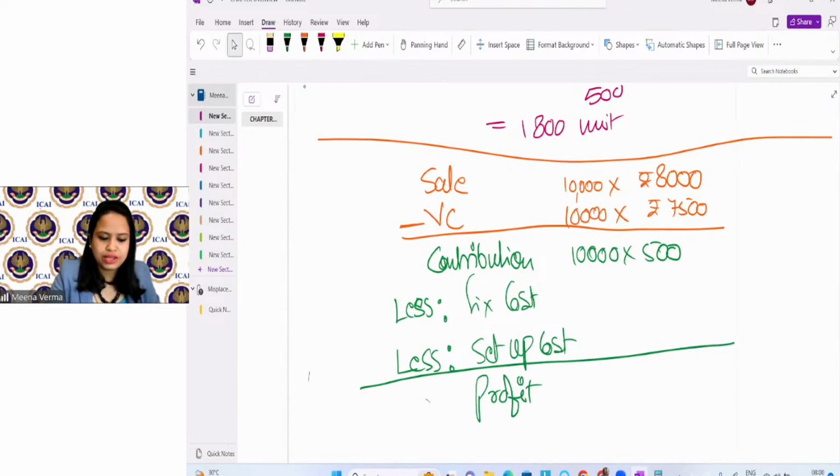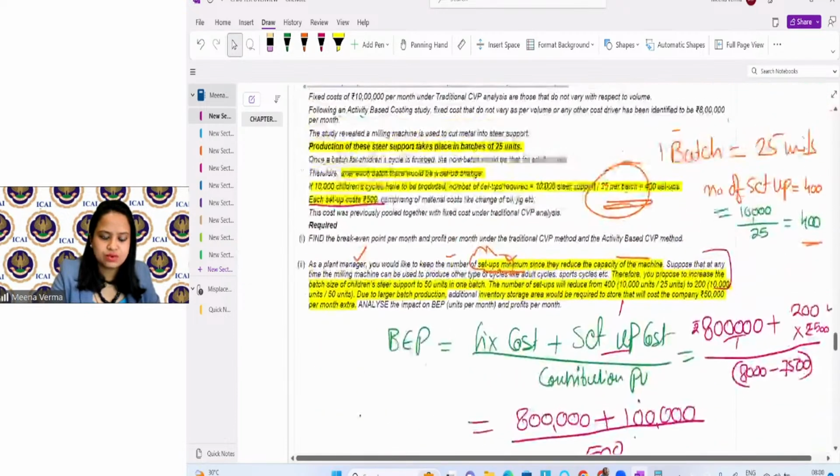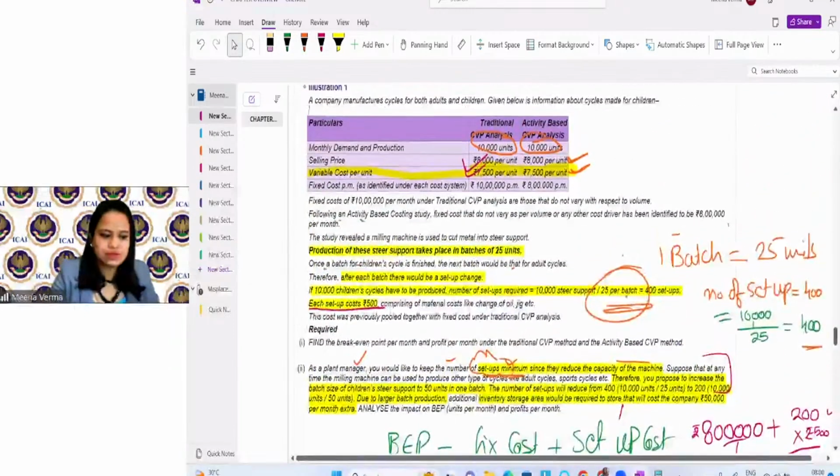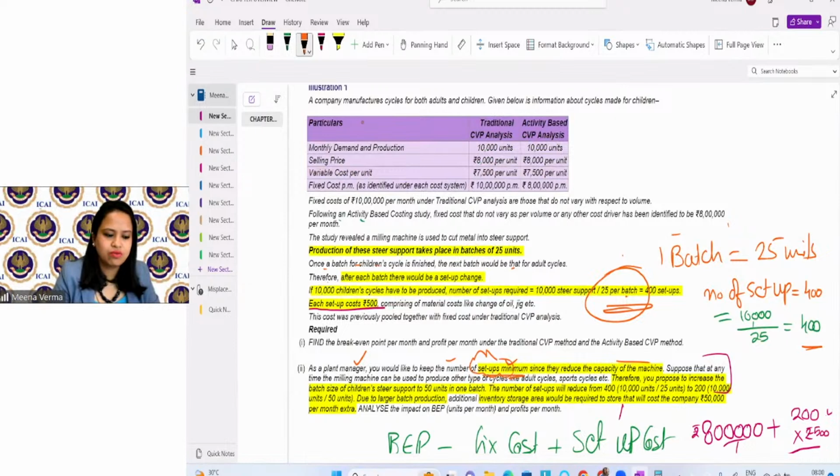So if you go back here, you will see the fixed cost. What is the fixed cost coming here? This is the fixed cost. No, sorry, this is the fixed cost. 8 lakh is the fixed cost. And the setup cost is what? 200 setups, and each setup costs 500.